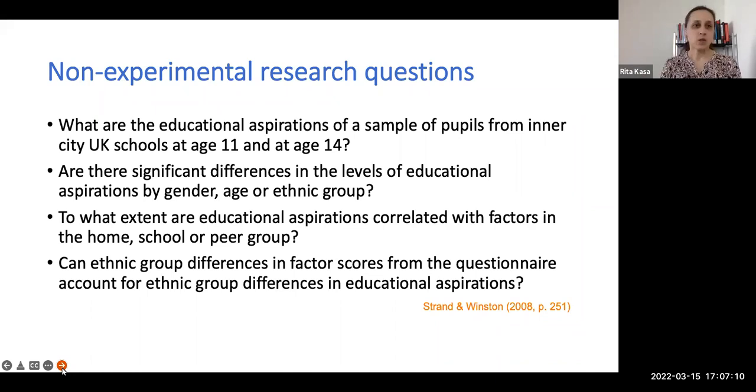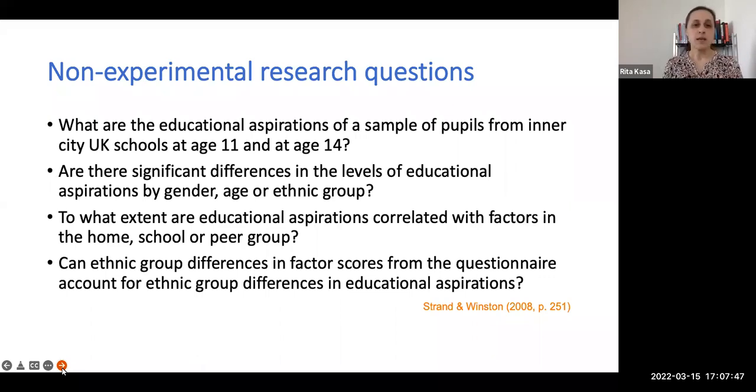Also, we can ask in non-experimental research, are there significant differences in the levels of educational aspirations by gender, age, or ethnic group? We can also ask, to what extent are educational aspirations correlated with factors in the home, school, or peer group? So we want to not just describe these educational aspirations, but also see how factors, such as the situation at home, the school environment, for example, relationships with friends, influence educational aspirations.